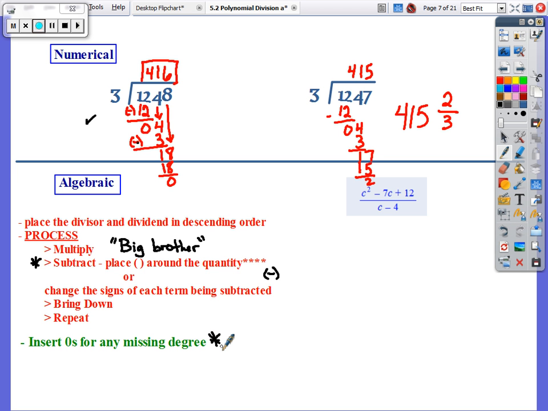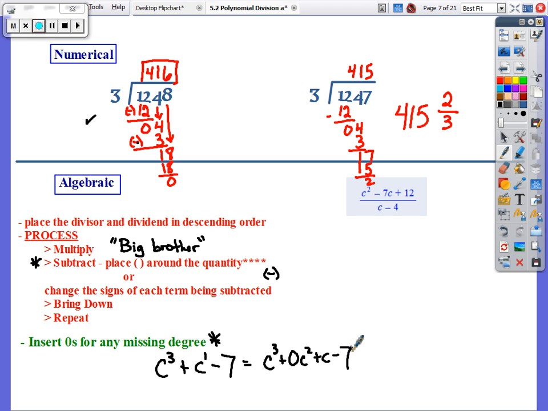Here's a key thing down here at the bottom you want to note. It says you want to insert zeros, or 0x's, or 0x squares, for any missing degrees. Let me give you an example. If I gave you c cubed plus c minus 7, do you notice I went from a degree of 3 all the way to a degree of 1? I'm missing the degree of 2. I jumped over it. When we write this in long division, a lot of times we'll need that c squared, which means I need to add in how many c squares I have. Well, 0 of them. And that's the exact same expression. The difference is now I account for all the degrees.